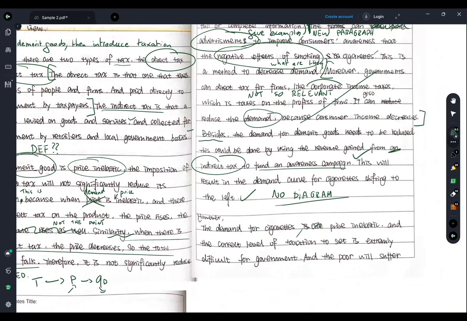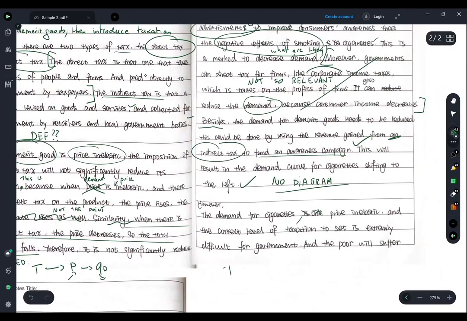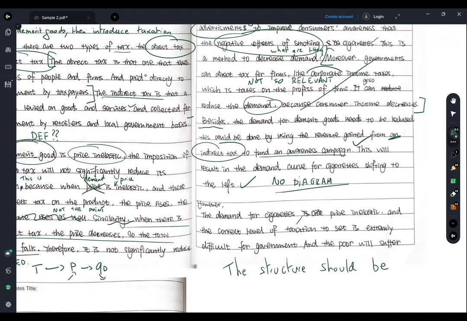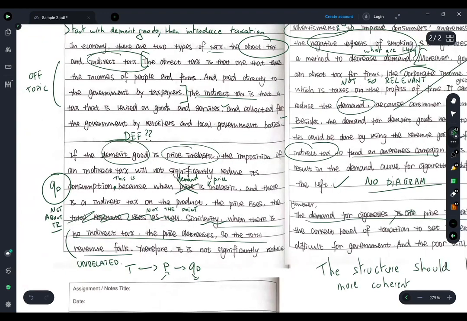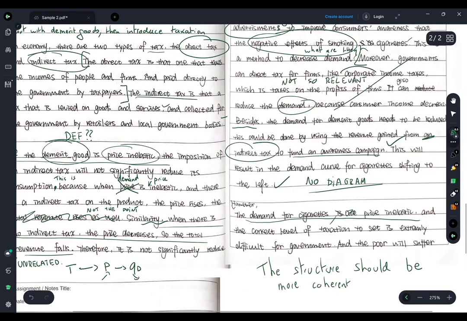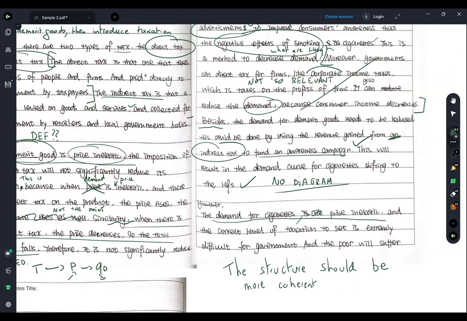So yeah, the structure, let me write this, the structure should be... what adjective can I use? It should be more coherent. I don't know, it's just, you see, it's really hard to follow. Like we have the demand for cigarettes is price elastic, but we already had something like that here before, so not easy to follow the logic of the student.